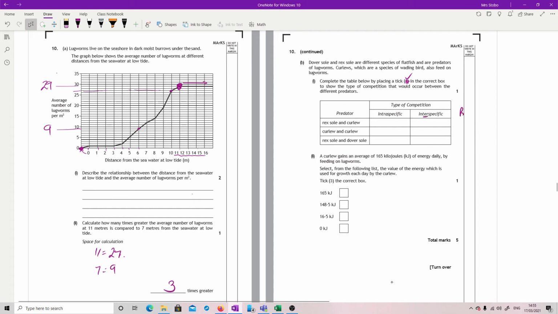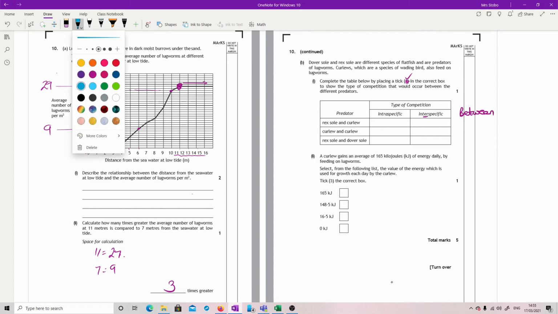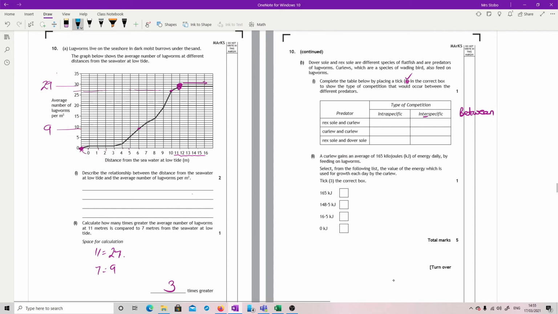Inter-specific is between, okay? Like international flights go between two different countries, so inter is between. And intra is inside, or within the species. So it's only individuals of the same species that are going to be intra-specific, and individuals of different species are going to be inter-specific. So the wreck sole and the curlew, well, they are different things, so inter. Curlew and curlew, intra. Wreck sole and dover sole, inter. Because these are different species. Okay, even though it's types of sole, it says here are different species of flatfish.